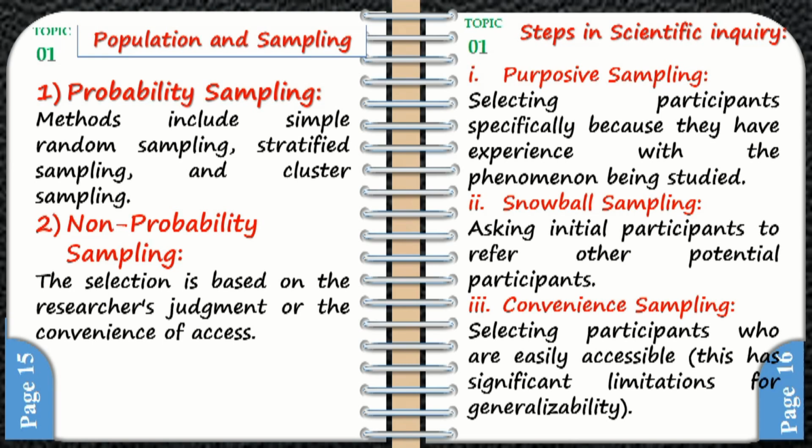Then we have convenience sampling. These are selected participants who are easily accessible, and this has significant limitations for generalizability. So we now move to another important area: data collection methods and instrumentation. This is the operationalization of the study, detailing the specific tools and procedures for gathering the data.